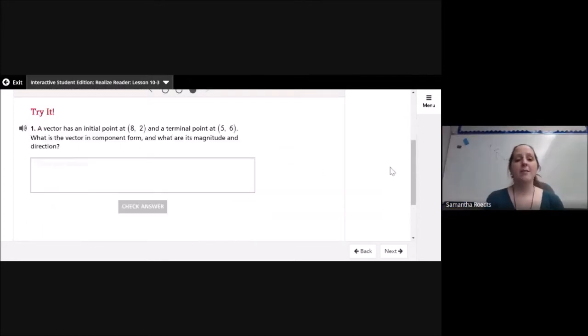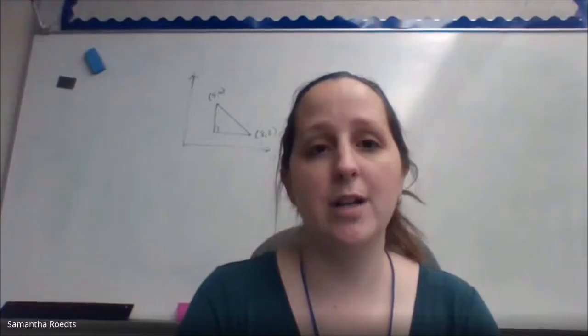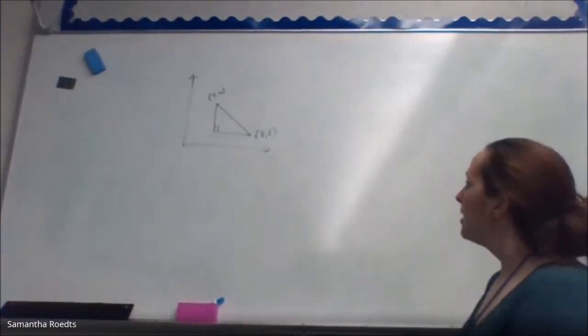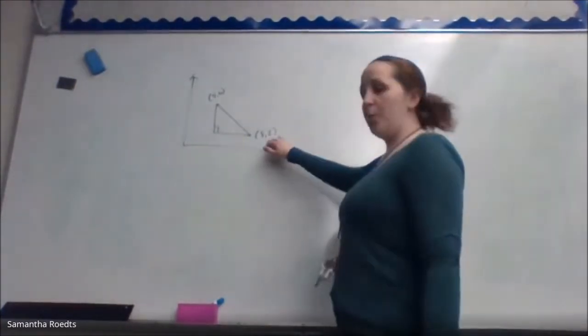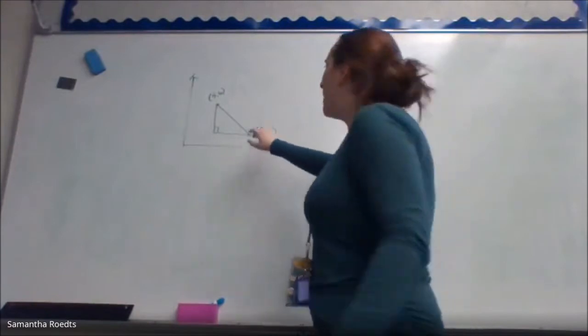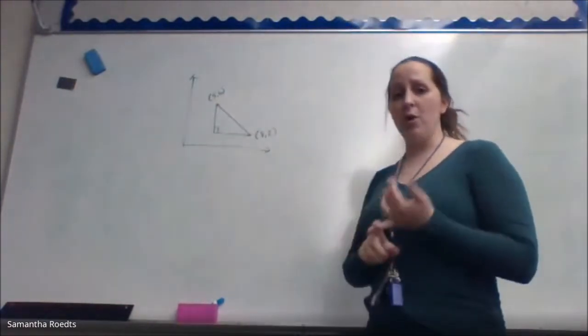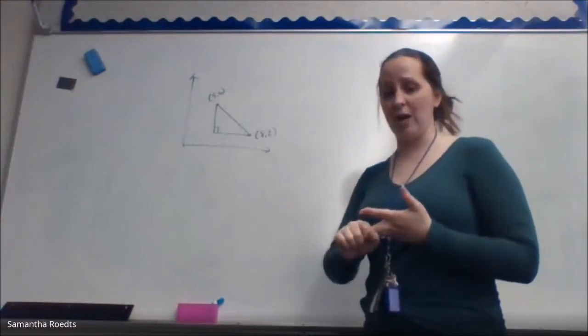All right, let's try it. A vector has an initial point at 8, 2 and a terminal point at 5, 6. What is the vector component form and what are its magnitude and direction? The first thing I've done is gone ahead and drawn my 2 points on the board and connected them with a triangle. Here's my initial point, 8, 2, and my terminal point, 5, 6. They want me to write it in component form, find the magnitude and the direction.